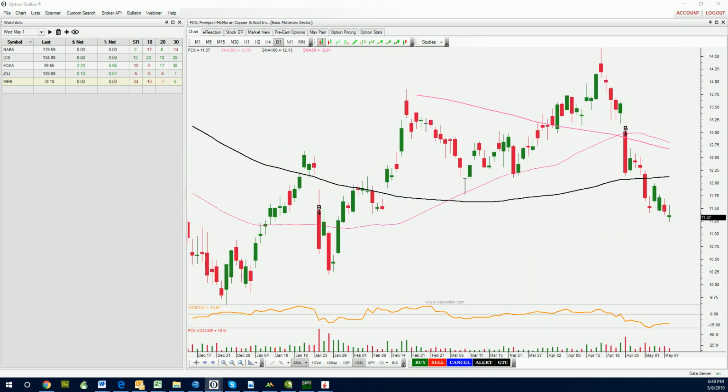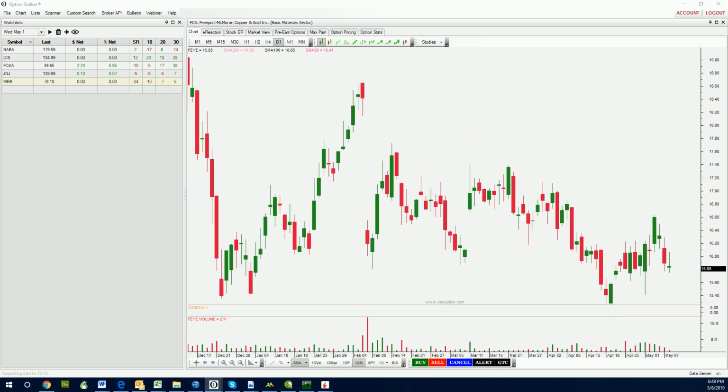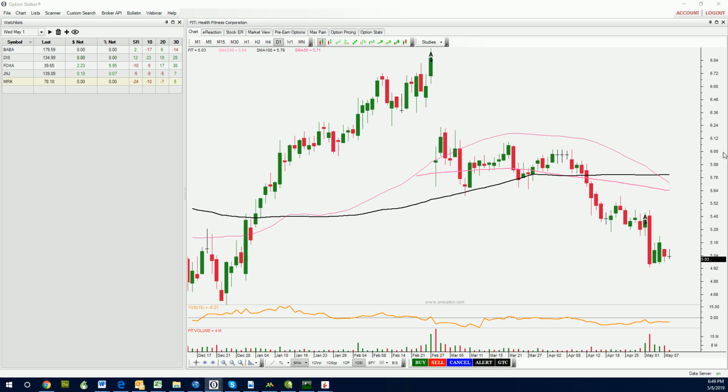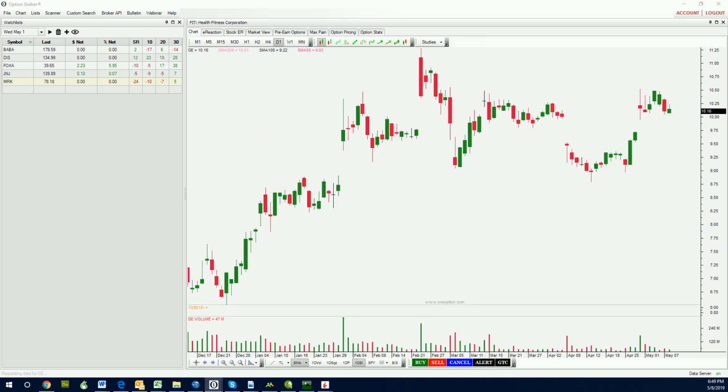FCX. Down below the 100-day moving average. Nice steady selling. Tends to be a bit choppy. I'm going to see if we can find a better short than that. That stock is choppy. This has a nice downward trend to it, but it's a $5 stock. I could have filtered that out as well.